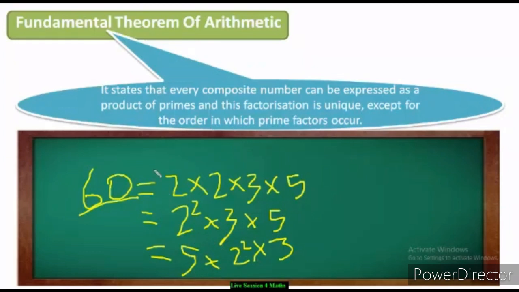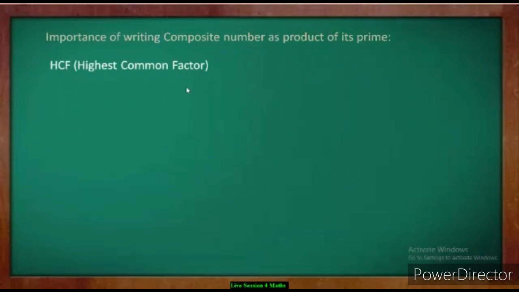But why are we expressing this composite number as a product of primes? What is the benefit of doing this? Let me show you the importance of writing a composite number as a product of primes. The first one is in finding the highest common factor. If we express the composite number as a product of primes, very easily we can find the HCF. What is HCF? The highest common factor.